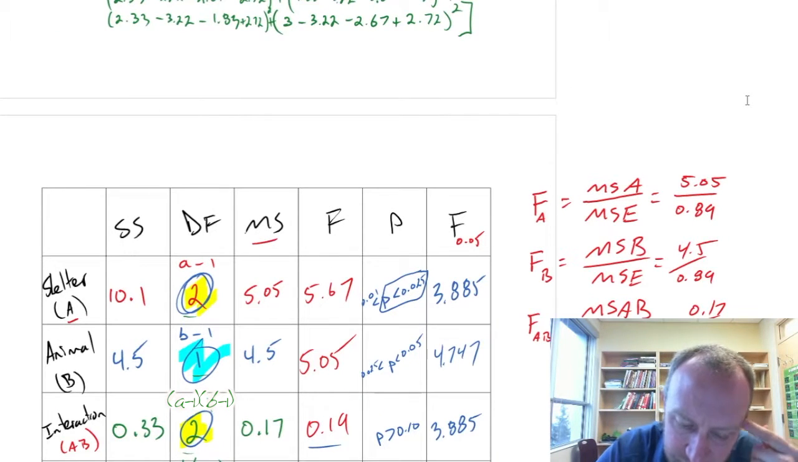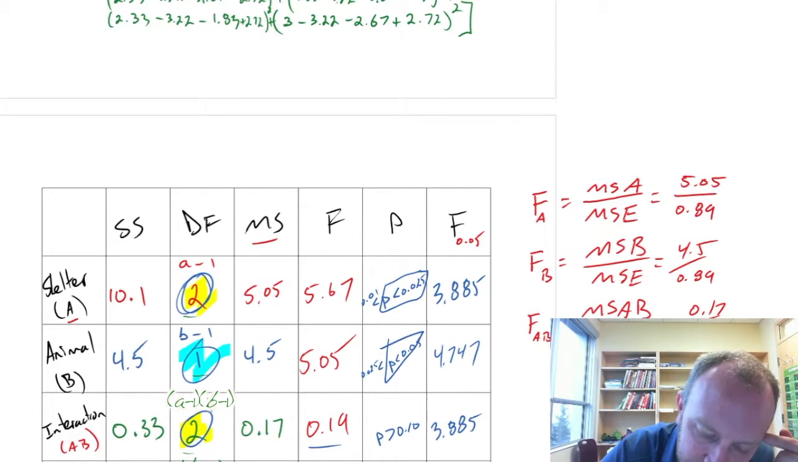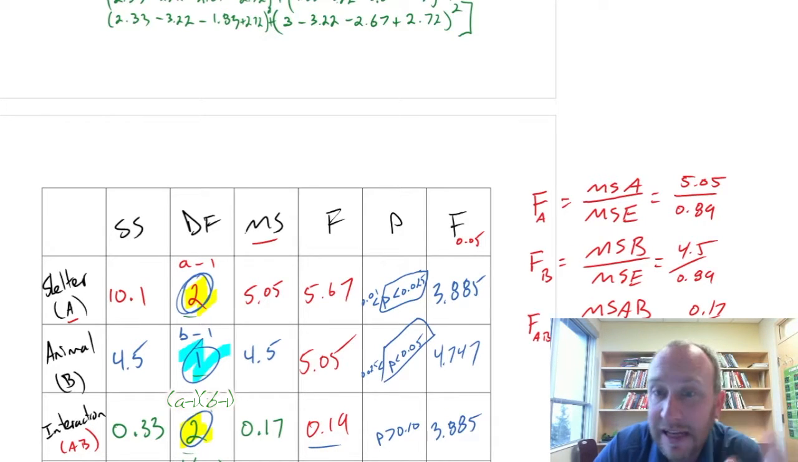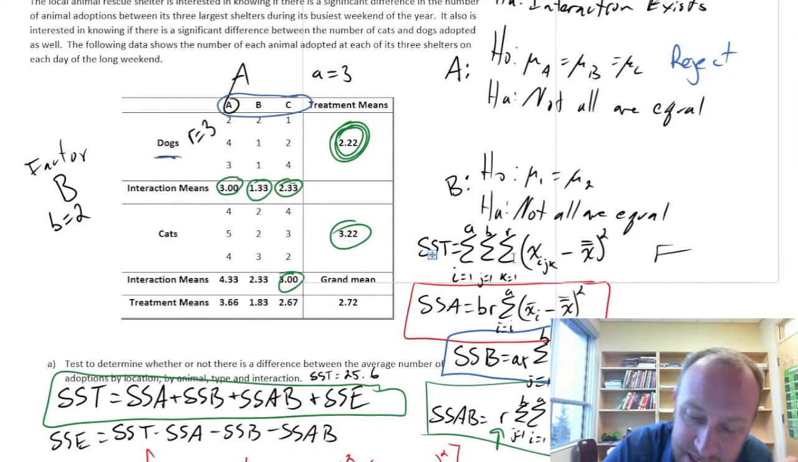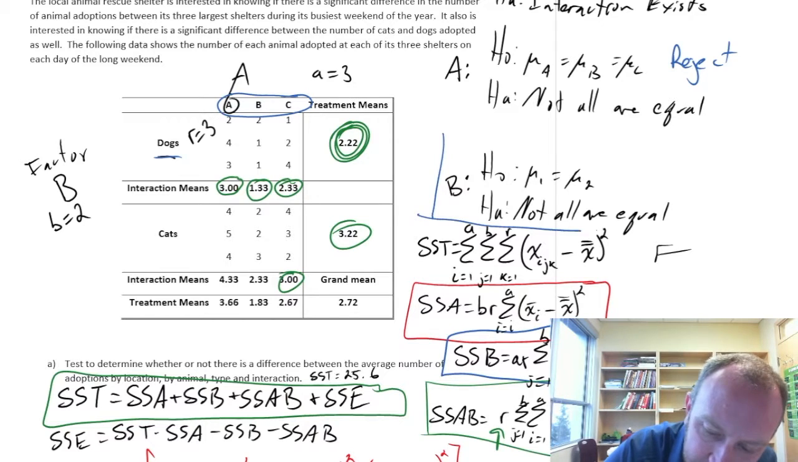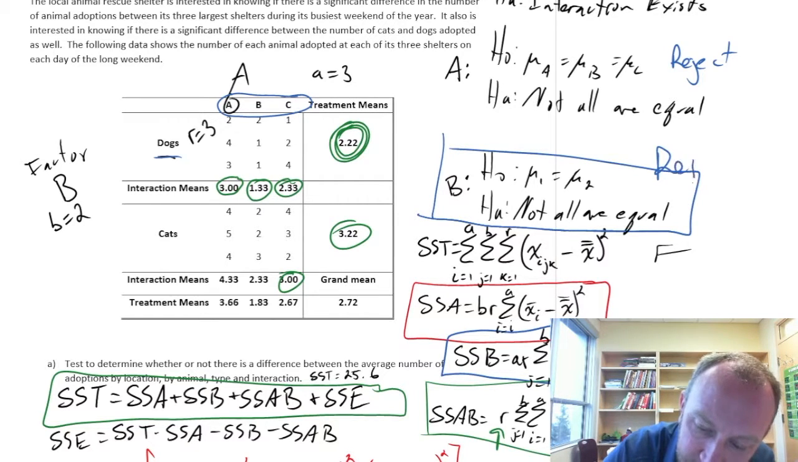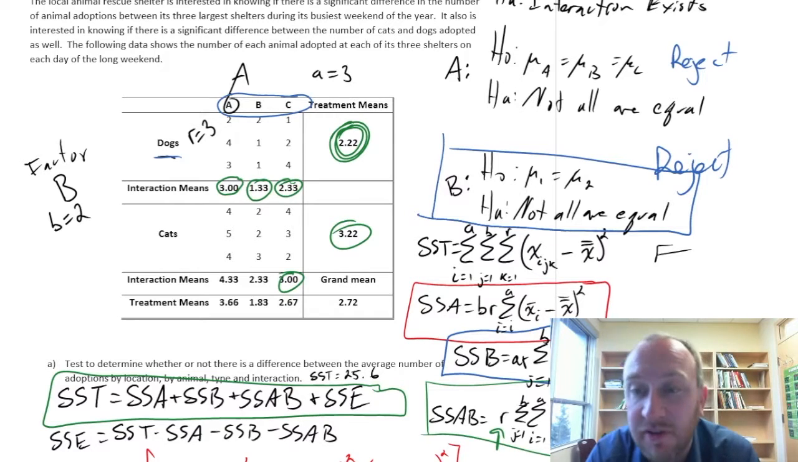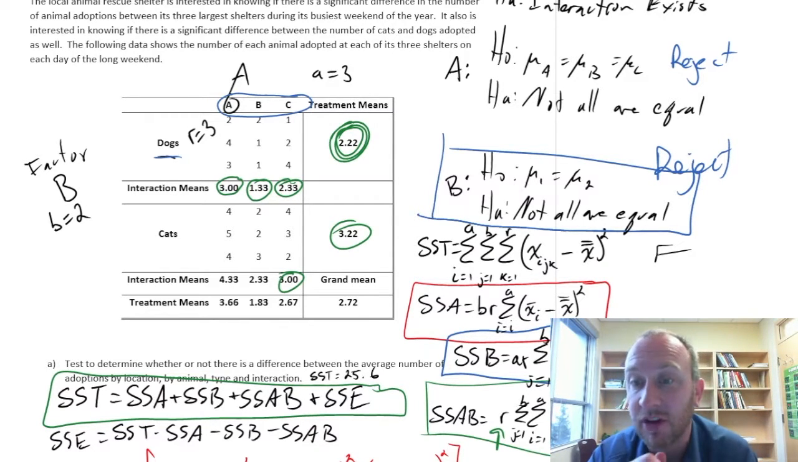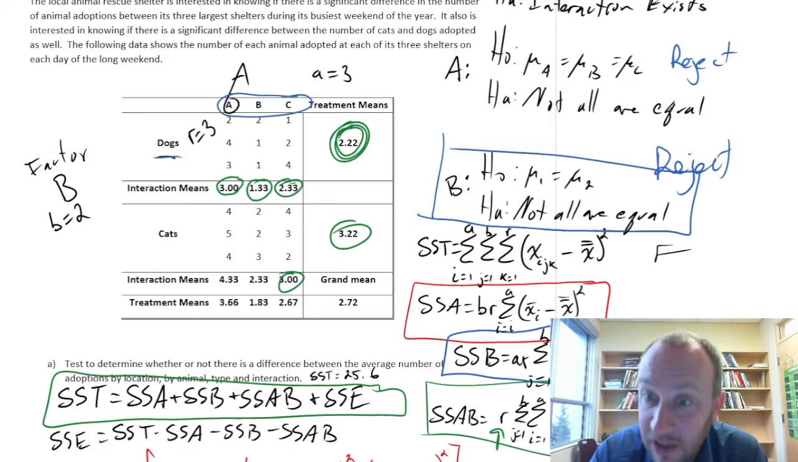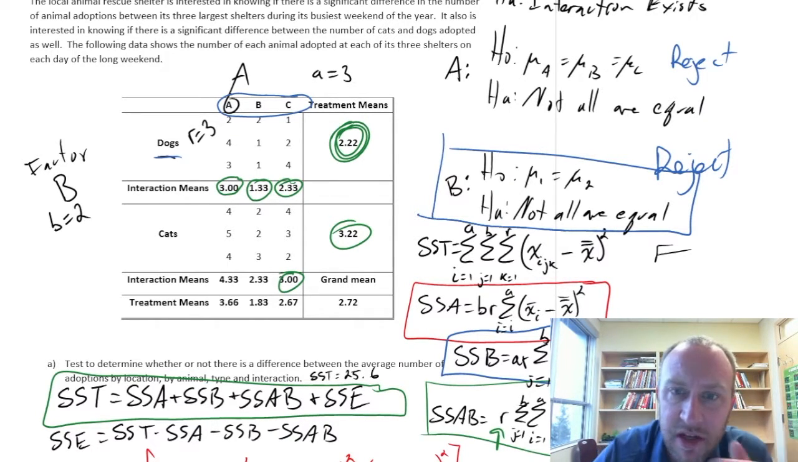The next one, again, our p-value is less than 0.05. So again, that's less than alpha. And we can see up here for factor B then, we also reject on factor B. And so there is a difference in the average number of dogs and cats that were adopted across this long weekend. So we do have evidence to show that the average number of dogs and the average number of cats is different. The numbers adopted is different. So we rejected on both of our factors.